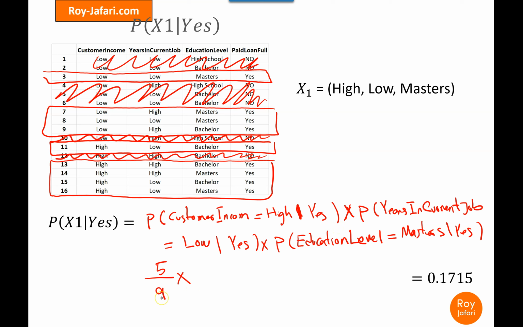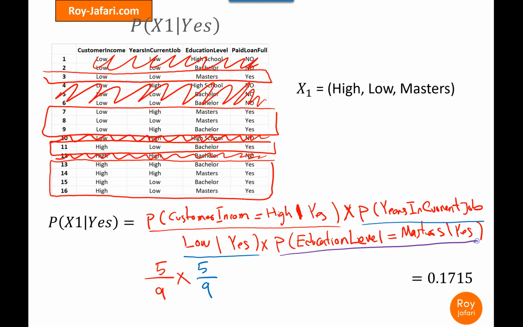Okay, let me use some color here. So this was this. Now I want to calculate this. So now it's going to be years in current job low. So it's going to be 1, 2, 3, 4. Let me see. 1, 2, 3, 4, 5 actually. It's going to be 5 divided by 9.